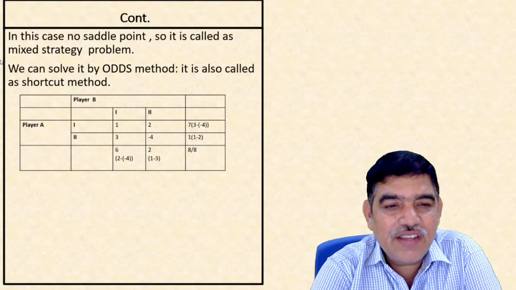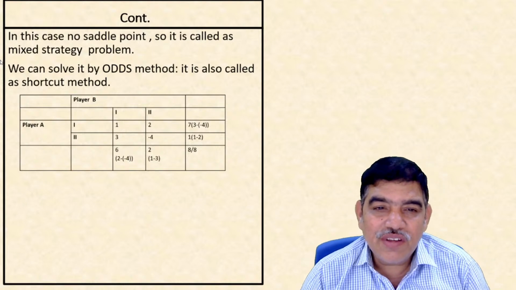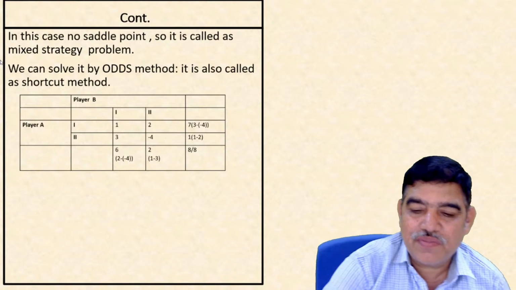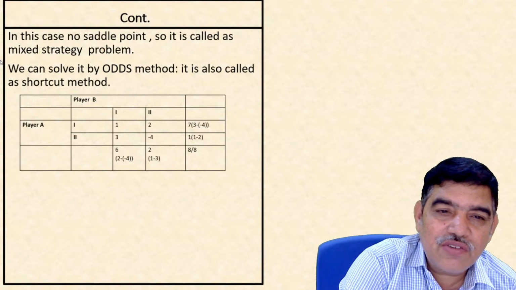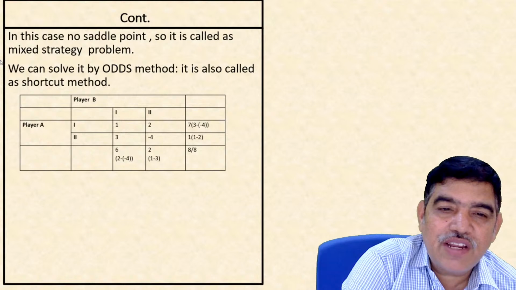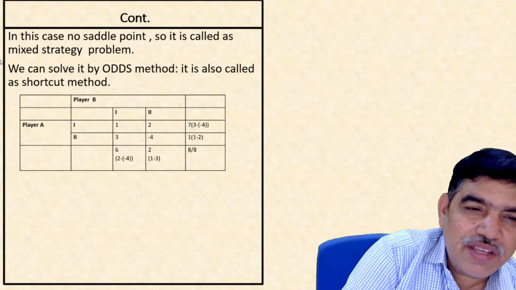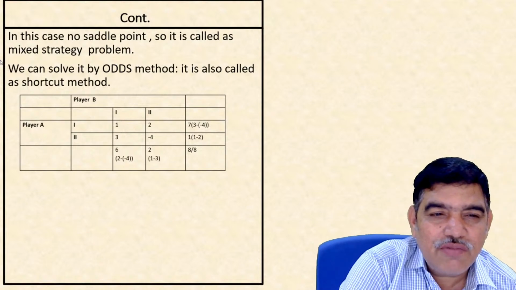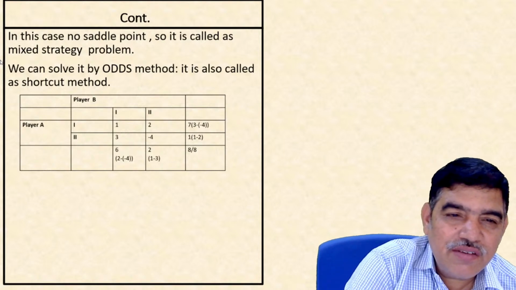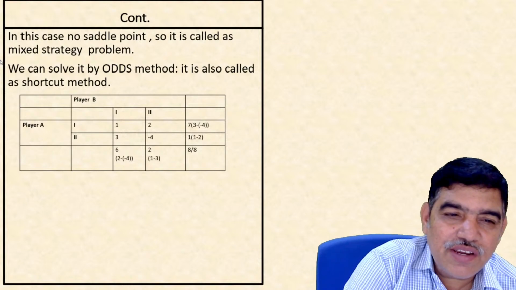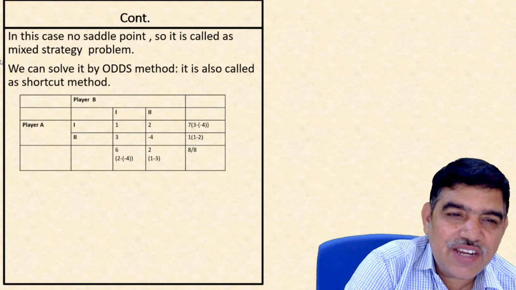Then similarly, I find 3 minus of minus 4, that is 7. I write it in the other position, that is, in a different direction. So here in the column I write 7 and 1, that is 3 minus of minus 4, and 1 minus 2. Similarly, column wise for player B, strategy 1 is 1 and 3, so 1 minus 3 is minus 2. Omitting the negative sign, I represent 2 in the strategy 2 column. Similarly, for strategy 2, 2 minus of minus 4 becomes 6. I mention it in the strategy 1 column.